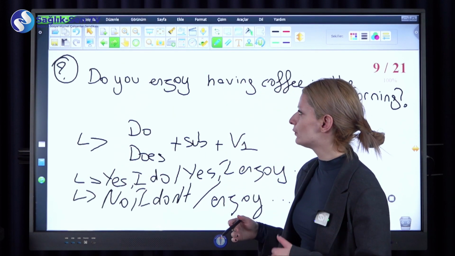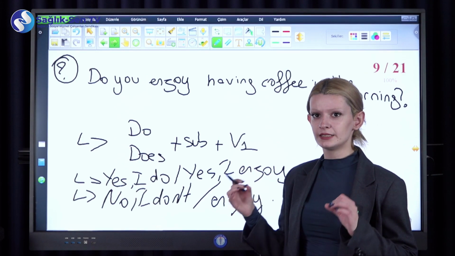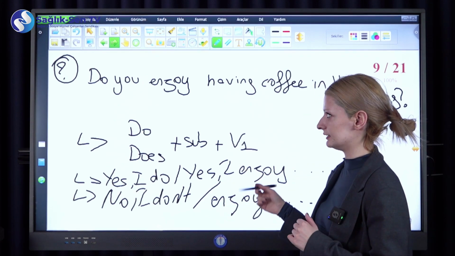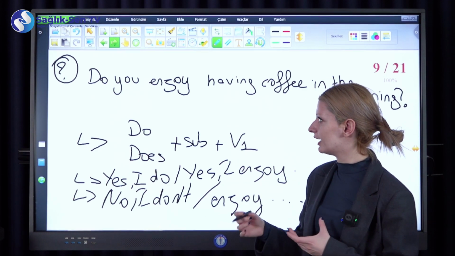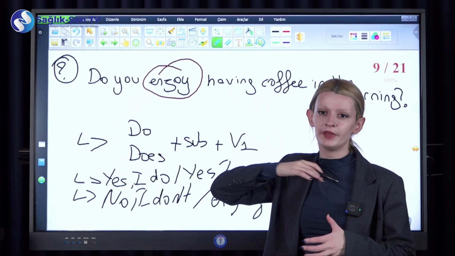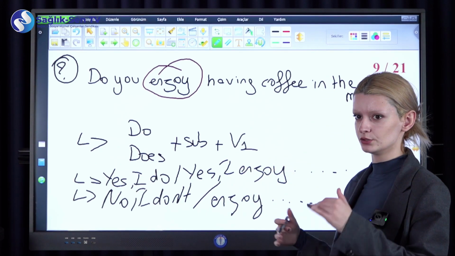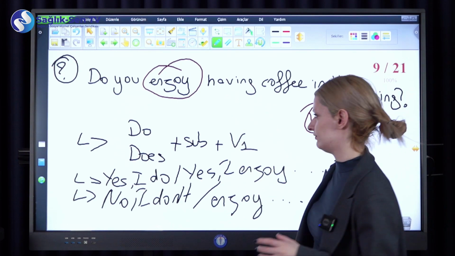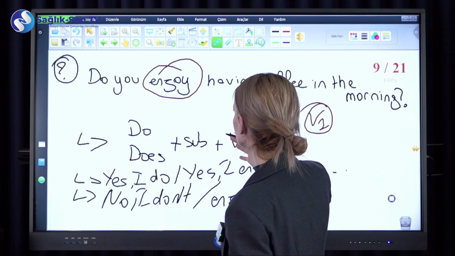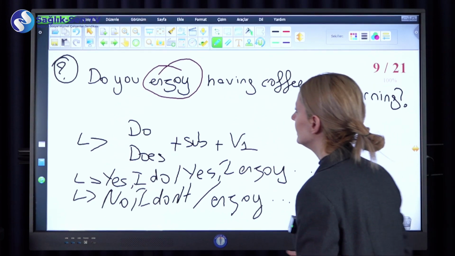In the question form, we put do and does at the beginning of the sentence. And after that, we put our correct subject. And after any subject or any do-does, we use the verb in bare infinitive. Do you enjoy having coffee in the morning?